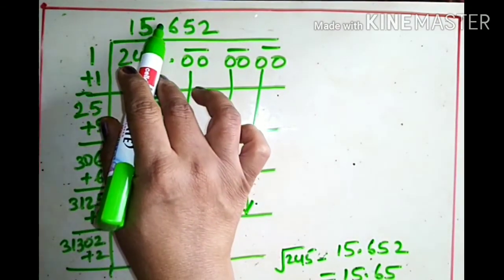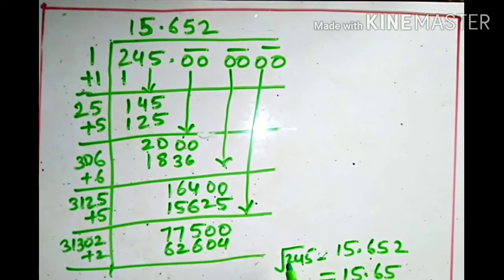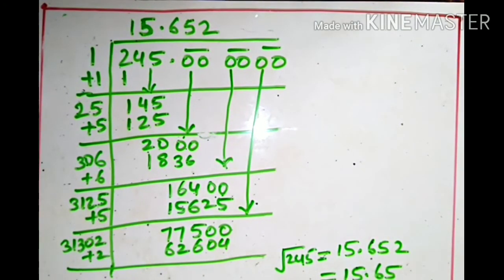So after decimal point, root of 245 is 15.652, but we need correct up to 2 decimal places, so we will round off. This 2 is less than 5, so we'll just leave it. Answer is 15.65. If this was greater than 5 or it was 5, we will increase this number by 1, so then it will become 15.66 if this was 5 or greater than 5.